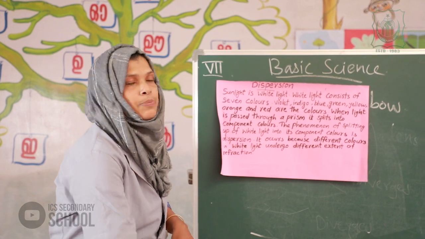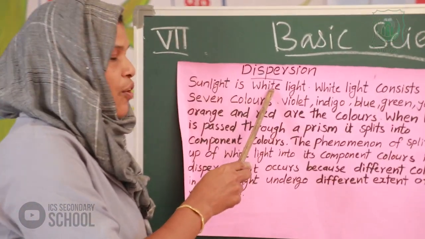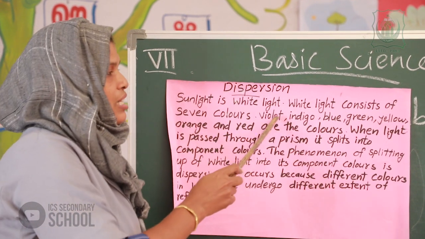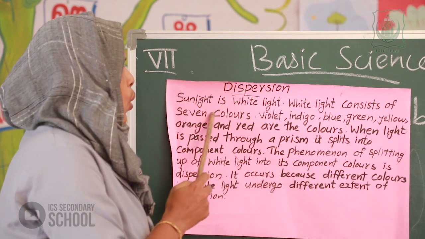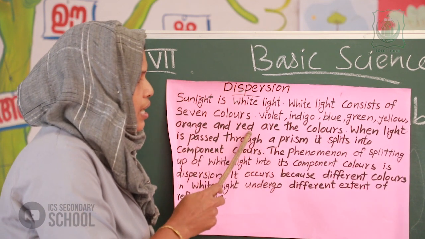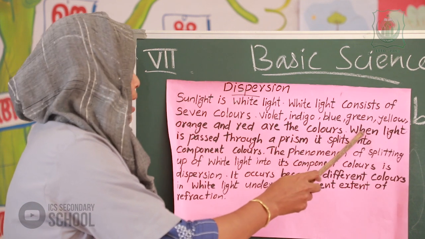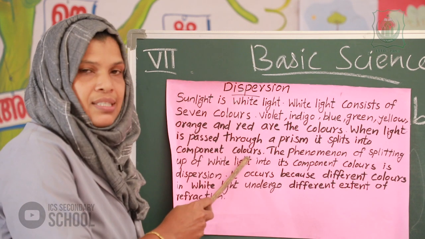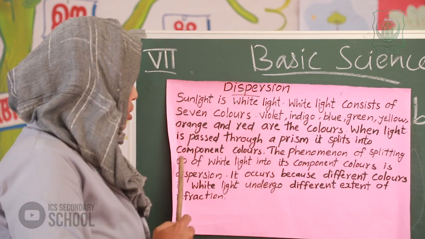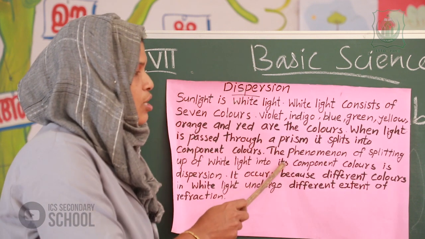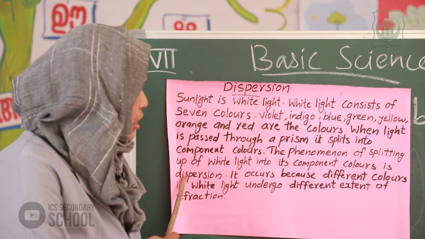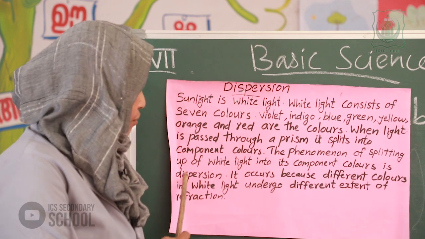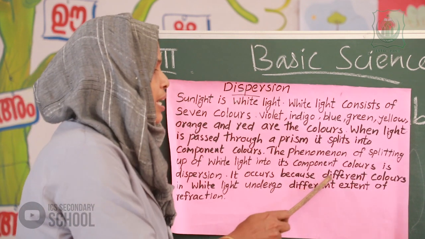Dispersion. Sunlight is a white light. White light consists of 7 colors. Violet, indigo, blue, green, yellow, orange and red are the colors. And when light is passed through a prism, it is split into component colors. The phenomenon of splitting up of white light into its component colors is dispersion. It occurs because different colors in white light undergo different extents of refraction.